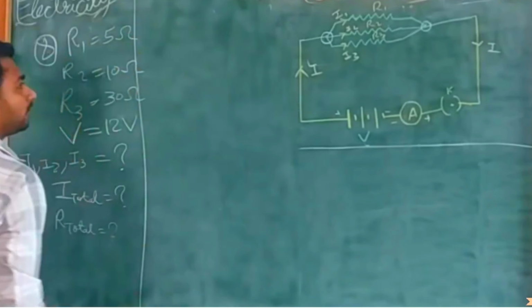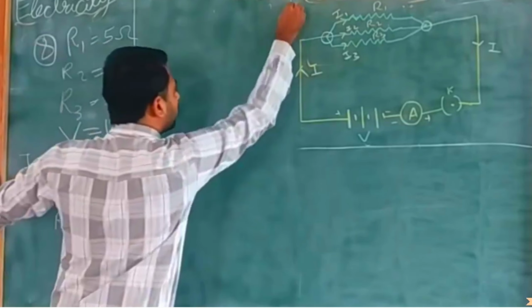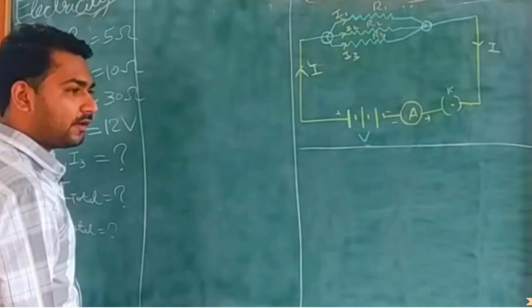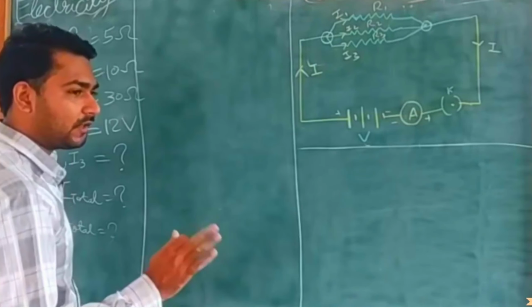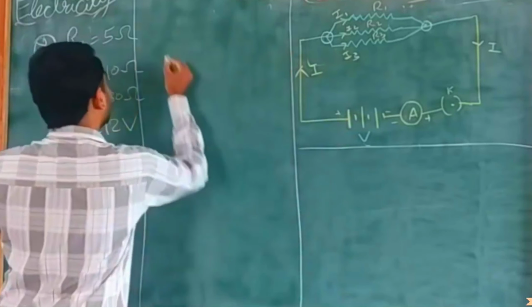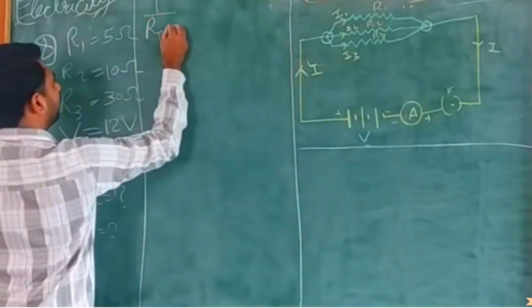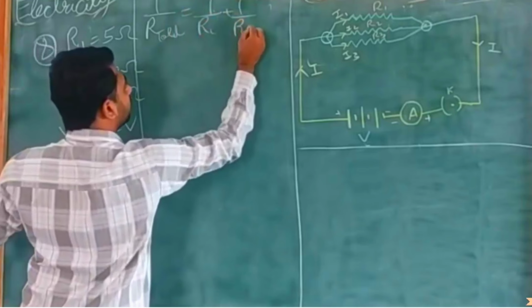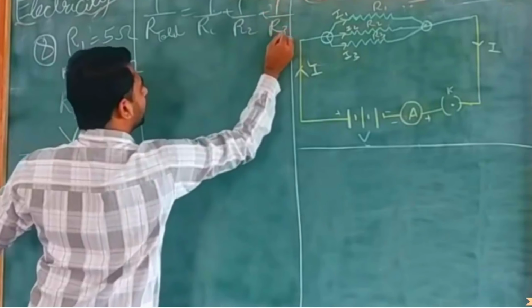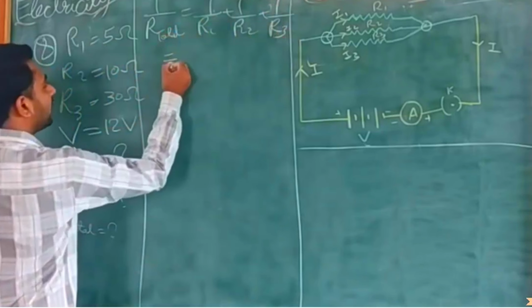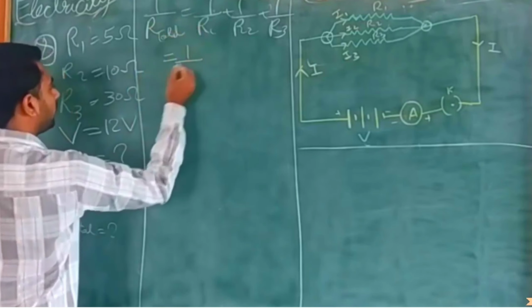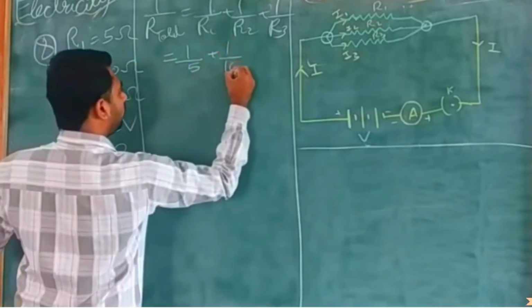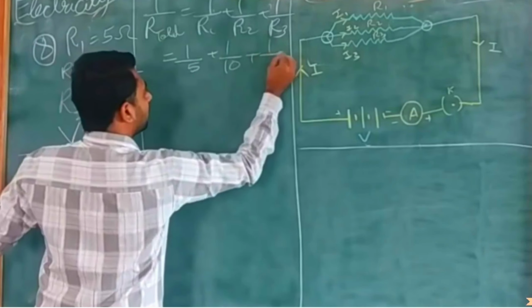First of all, we will find the total resistance. So I have the formula for total resistance. If my resistances are connected in parallel, then 1 upon R total is equal to 1 upon R1 plus 1 upon R2 plus 1 upon R3, because I have 3 resistances over here. Clear? Now placing the value of each resistance: 1 upon R1 that means 5 ohm, plus 1 upon R2 that means 10 ohm, plus 1 upon R3 that means 30 ohm.